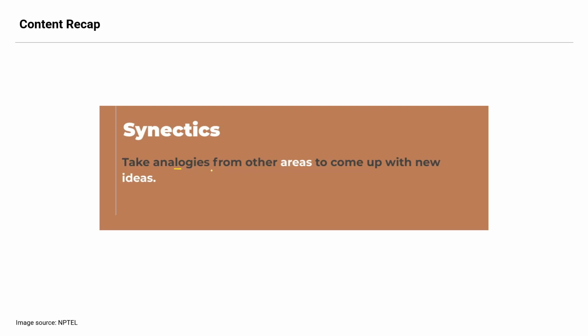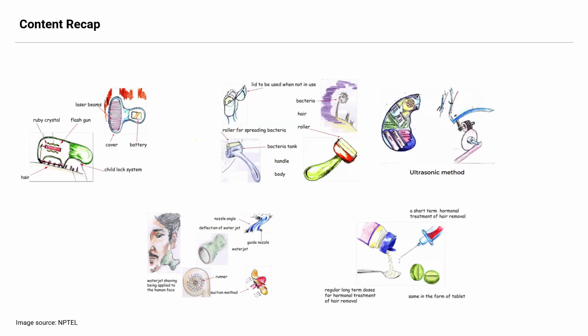Synectics is taking analogies from other areas to come up with new ideas. So this is about ideation, and he gave the examples of the trimmers. These are the examples of the trimmers in which the students had to visit different departments, and on the basis of that, they came up with the ideations.